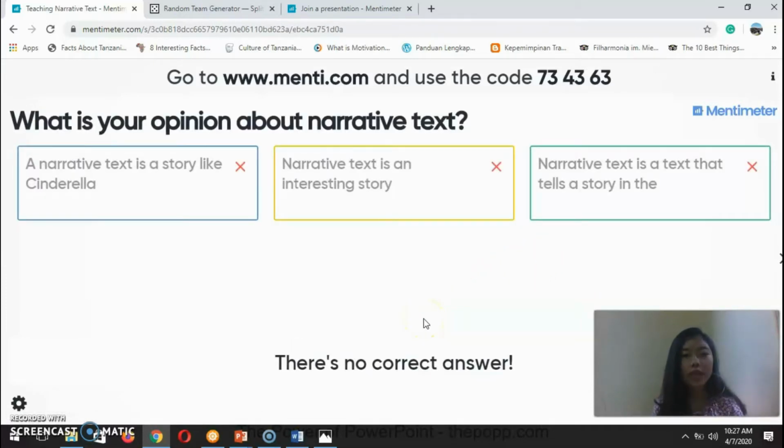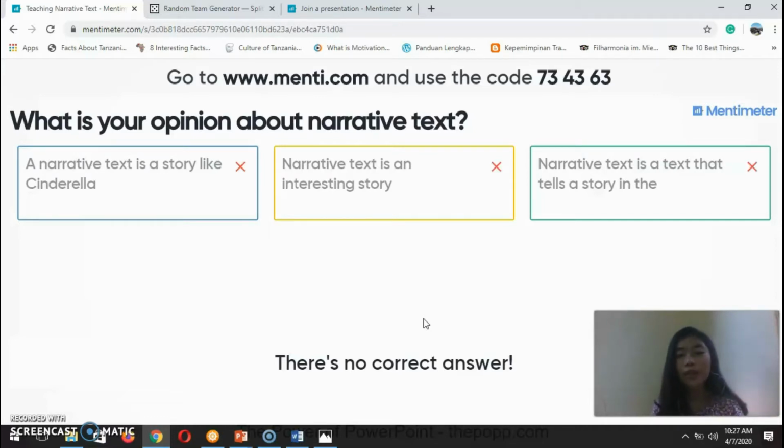Okay, we've got answers here. A narrative text is a story like Cinderella. Narrative text is an interesting story. Narrative text is a text that tells a story. Okay, it's not really complete, but that's great. So it's about story.